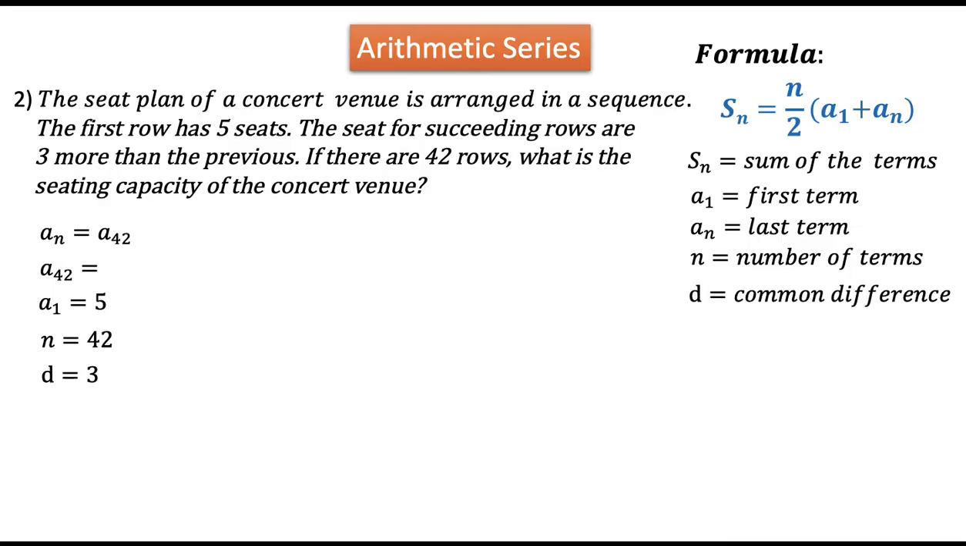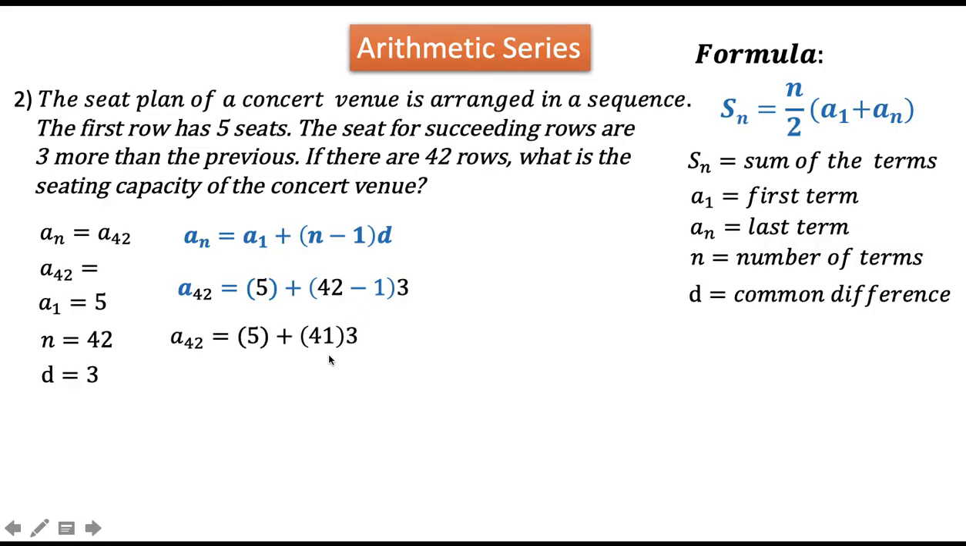So in this case, we're going to use the arithmetic sequence formula that we have learned from the previous video. So to solve for a sub 42 using this formula, let us substitute the given. So n is 42, a sub 1 is 5, n here is 42, and d is 3. Then 42 minus 1 is 41 times 3, and that is 123, plus 5, and that is 128. Therefore, our a sub 42 is 128.